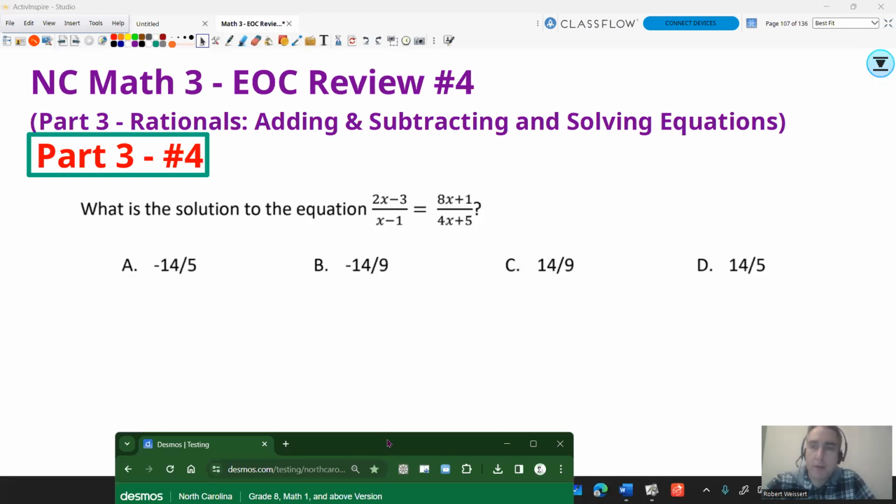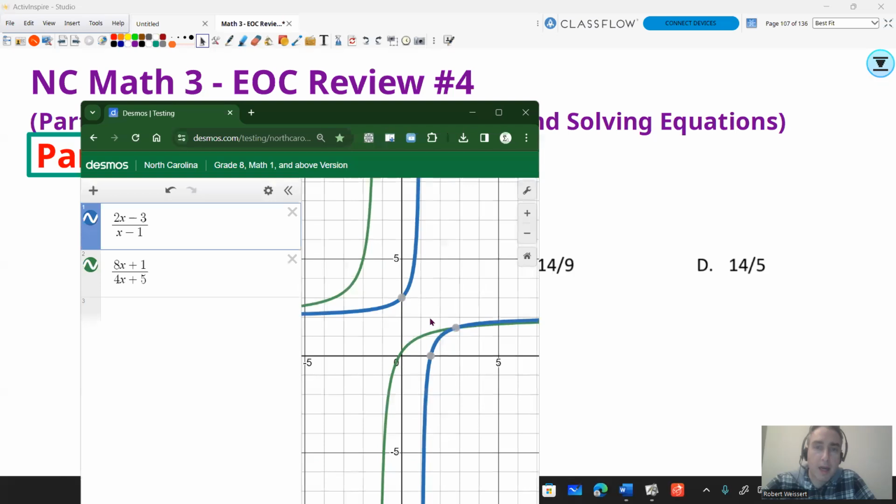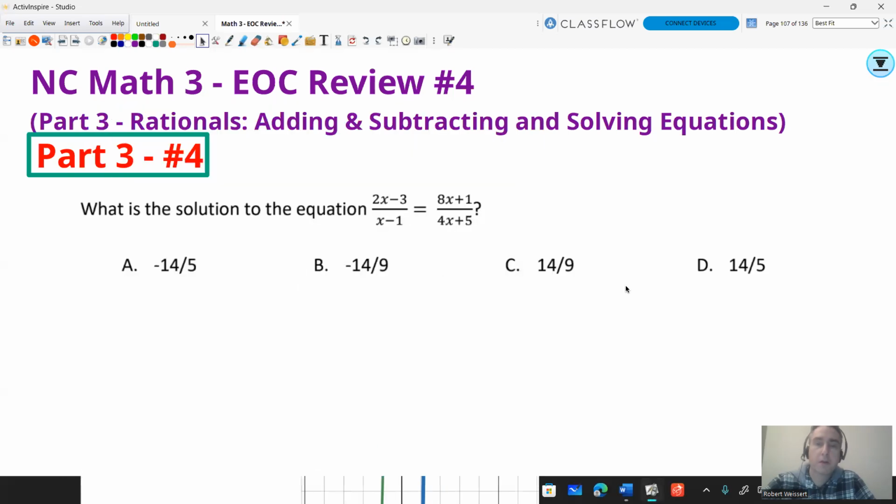If you want to do that yourself so you can be on the same page as I am, that'd be awesome. So I have the two left side and right side portions of my equation graphed. I'm going to find where they cross. And it looks like I have a point of intersection here at 2.8. Remember, we're looking for the x values. So I know that my answer should be 2.8.